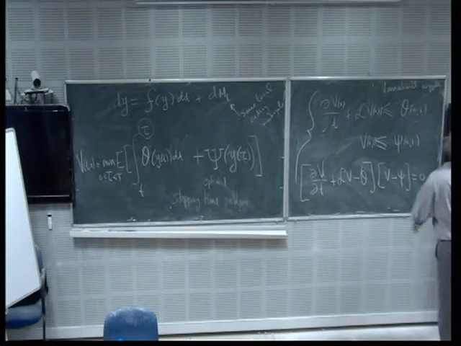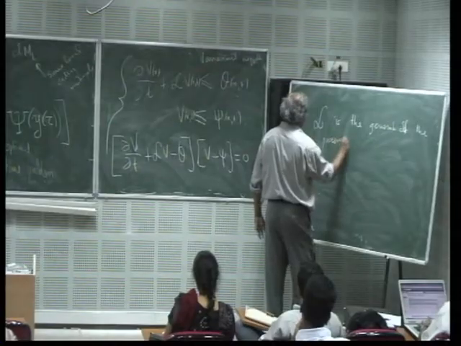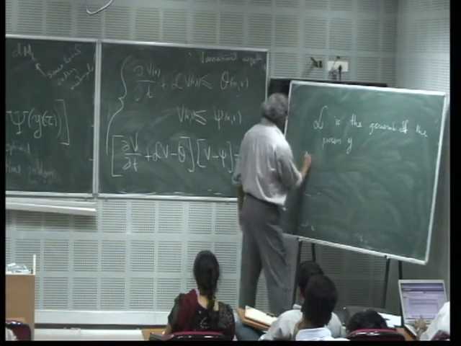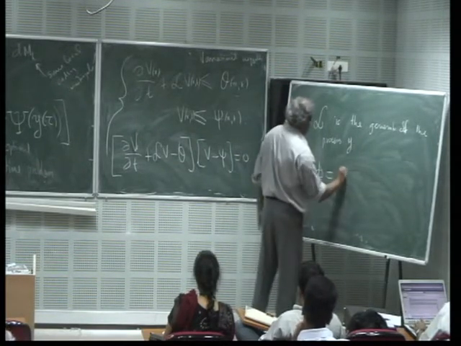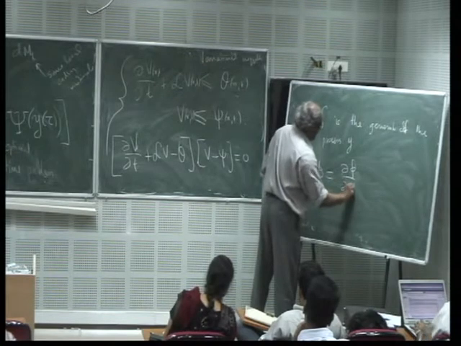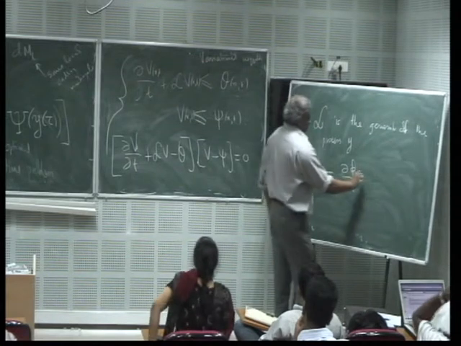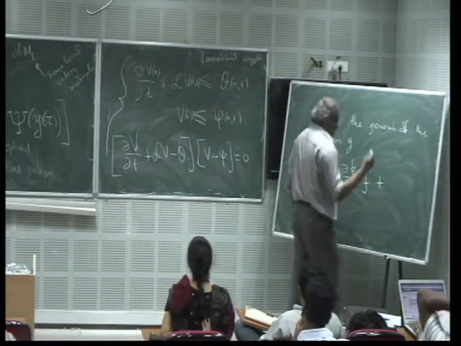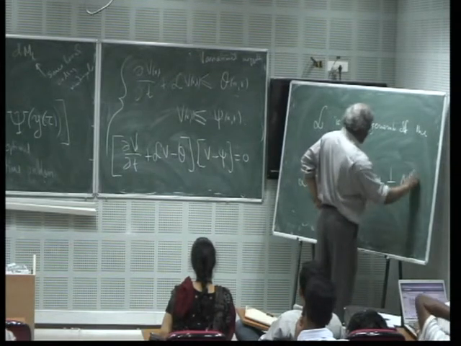So here L is the generator of the process Y. So the L of some function phi would typically look like d phi by dx times whatever the right hand side of the differential equation is, which is F. And if you have a Brownian motion in the problem, then it will be half of the Laplacian of phi.